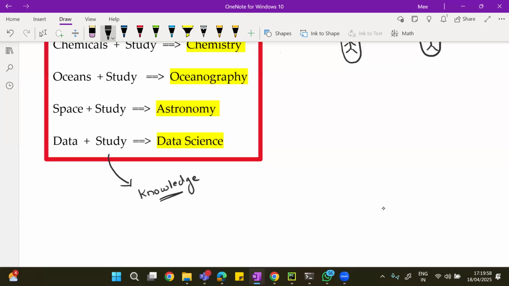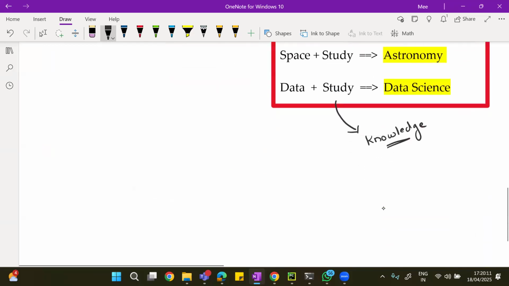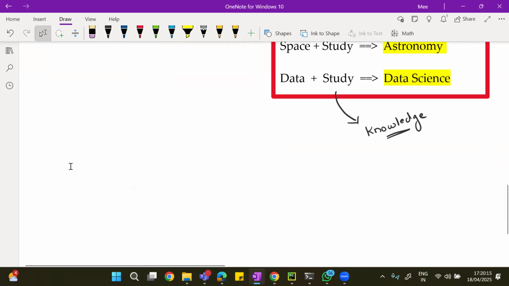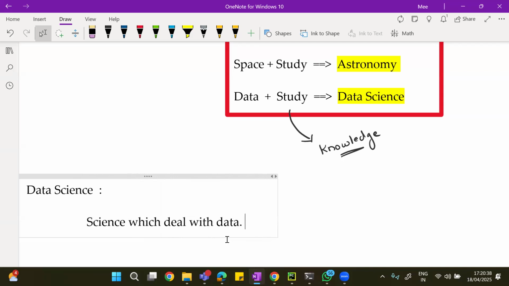Now, if I want to define data science, based on whatever we discussed, multiple definitions you can give. I'm going to give it over here. See, first definition, in a simple way: data science is the science which deals with the data. Science means study. Science which deals with data. Very, very simple definition. Again, I will not recommend you to give this definition in an interview or anywhere, but this is for your understanding.